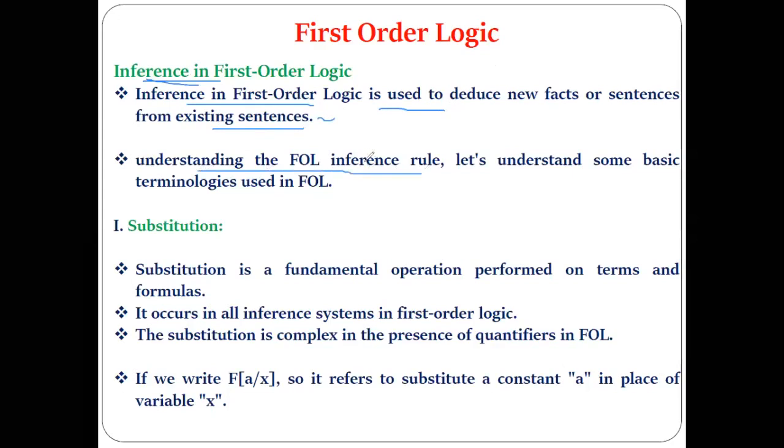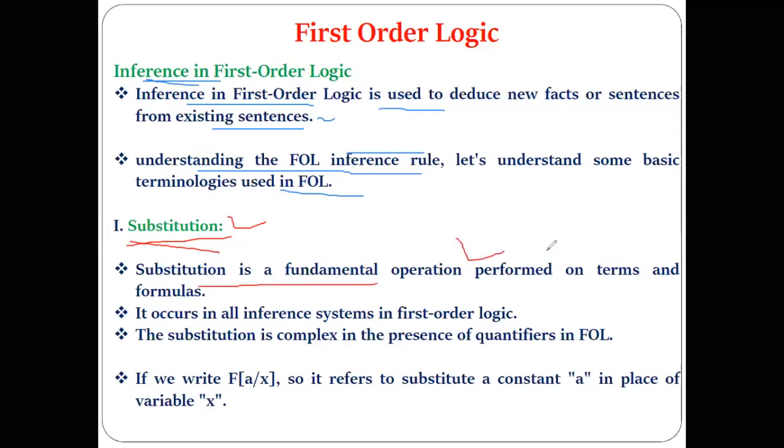Now before we understand the inference rules related to the FOL, first we understand some simple basic terminologies. The first basic terminology is the substitution. All of you must be aware of the concept of substitution. Substitution is the fundamental operation performed on the terms and the formula. What is meant by a term, we already discussed in the last lecture. If you want to write the FOL, it follows a particular syntax: the predicate followed by the terms, and your terms can be a function, and the function can be a constant or variables. This substitution is a part of the different kinds of inference rules that we are going to discuss in the FOL, and it is a terminology we are going to utilize while discussing the rules of inference using quantifiers in FOL.